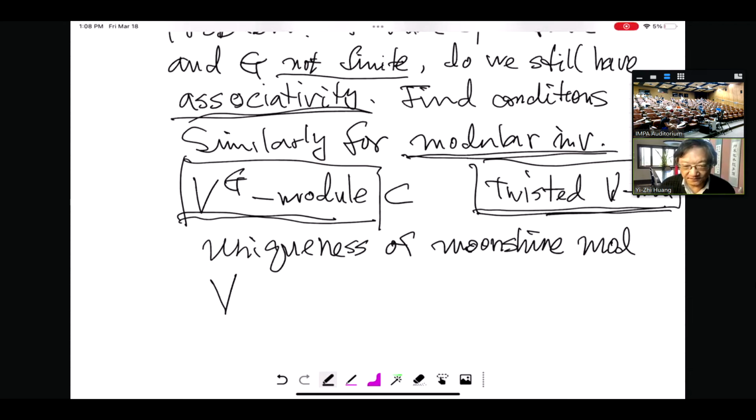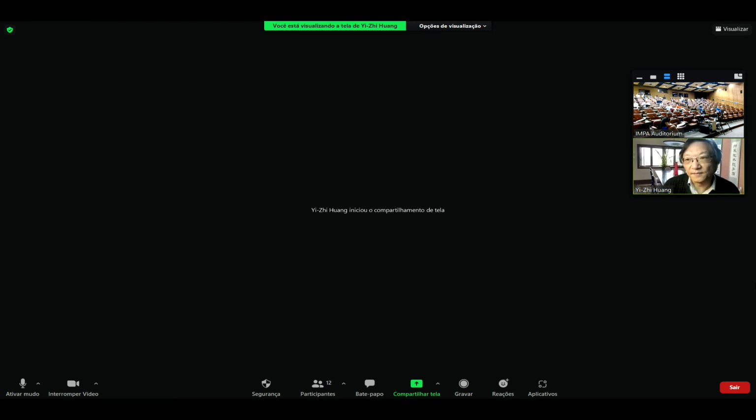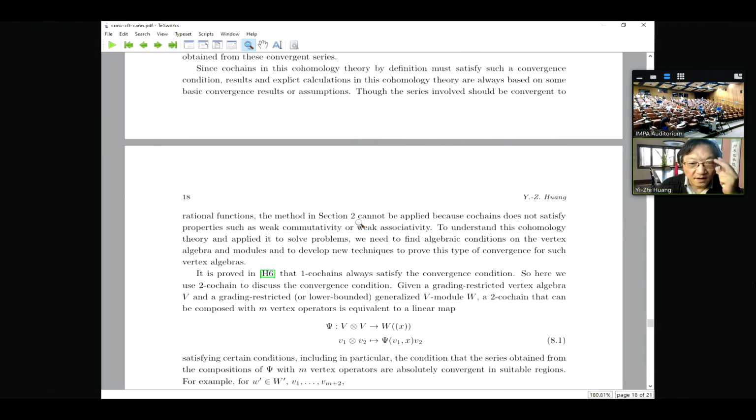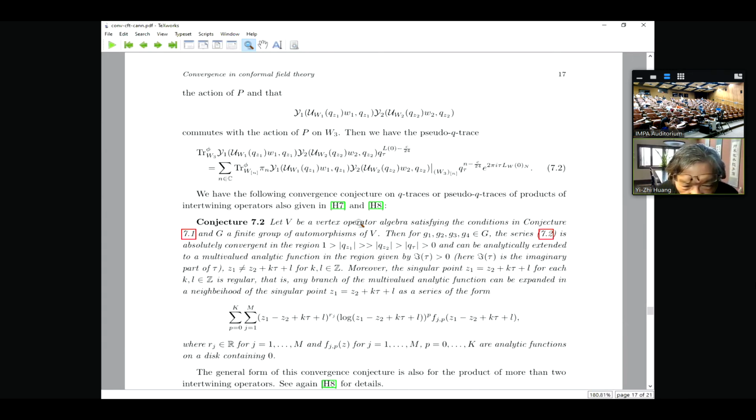I can use the file of my paper. Maybe I will just use the file of my paper to discuss this, because I already typed down these things. So that's fine, because for this part I do not need to write down a lot. Let me share the file of my paper.